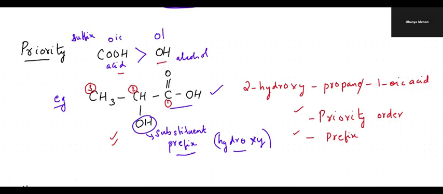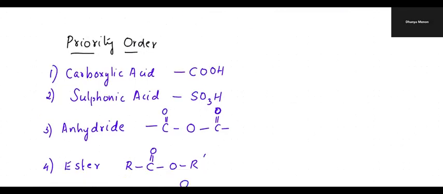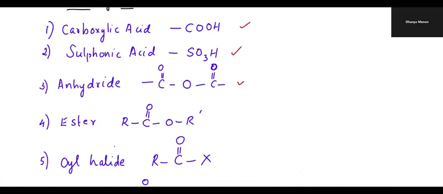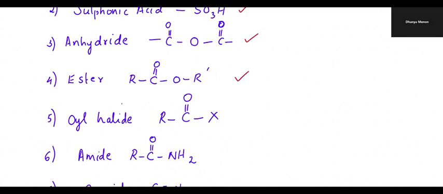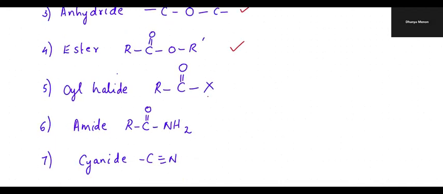Okay. So the priority order goes like this. You can take a screenshot. Carboxylic acid is the first priority, COOH. Then the next priority is sulfonic acid, SO3H. The next one is anhydride. This is the structure of the anhydride. The next priority is ester. The next one is acyl halide, where X represents the halide, which can be chloride, bromide, iodide, or fluoride.